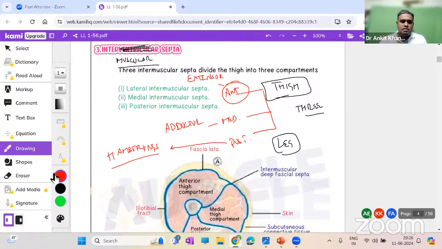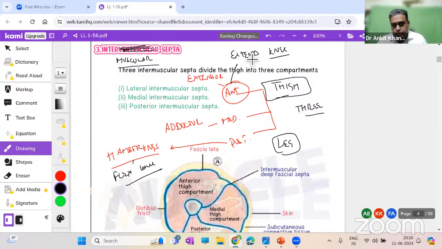Let's see their function. They will basically flex the knee. The extensor compartment, the anterior, will be extending the knee. It will basically extend the knee joint, I mean the knee region. And the medial adductor is going to adduct the whole lower limb at once. This basic idea you should know. Let me just highlight it.